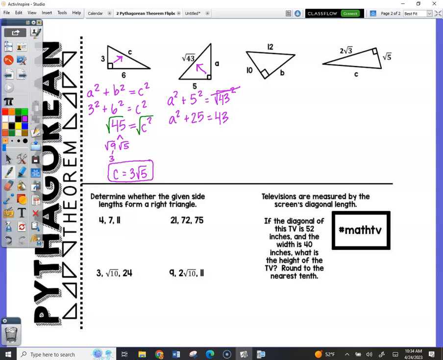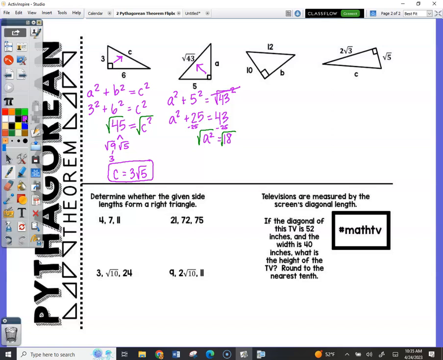Now we do need to move the 25 over by subtraction underneath. So we're going to subtract the 25 to the right. So a squared equals 18. How do we undo squared? We square root. So we're going to square root both sides. This is where you go to your list of perfect squares, and we need to break it down. Kind of already did this one, but let's pretend like we hadn't done it yet.